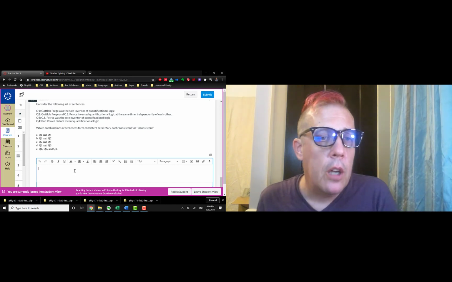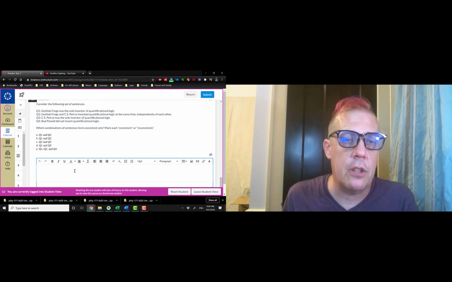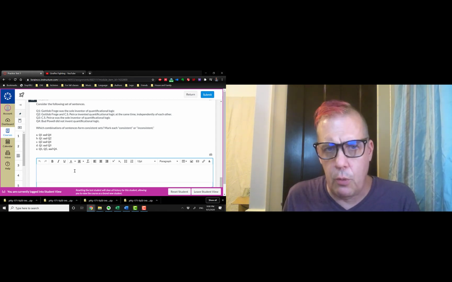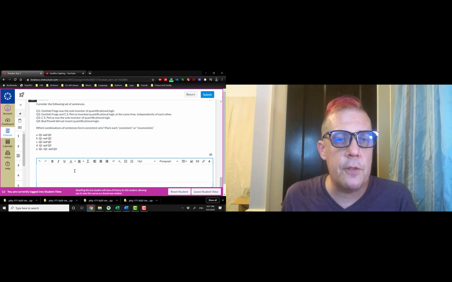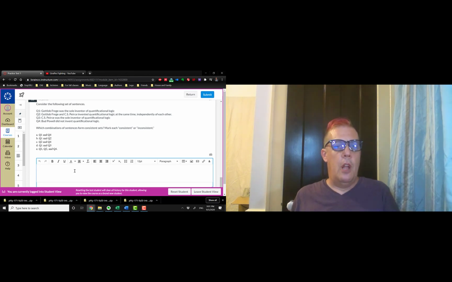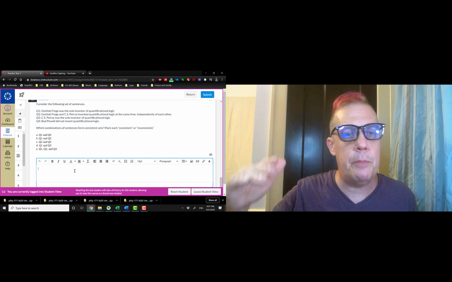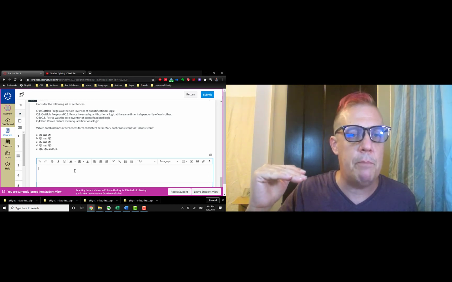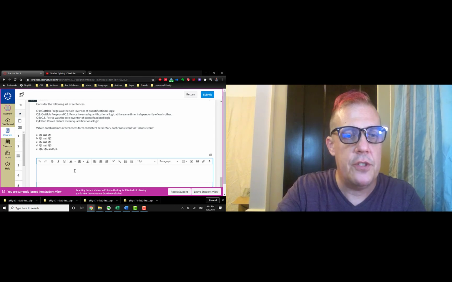So, Q1, Gottlob Frege was the sole inventor of quantificational logic. You might not know who Gottlob Frege is. By the end of the term, you will know what quantificational logic is, because that's what we're studying in the second half of the term. In any case, Frege was one of 2 people who discovered it. But if he was the only person who discovered it, it would be compatible with saying that Bud Powell did not discover it. So A, consistent.